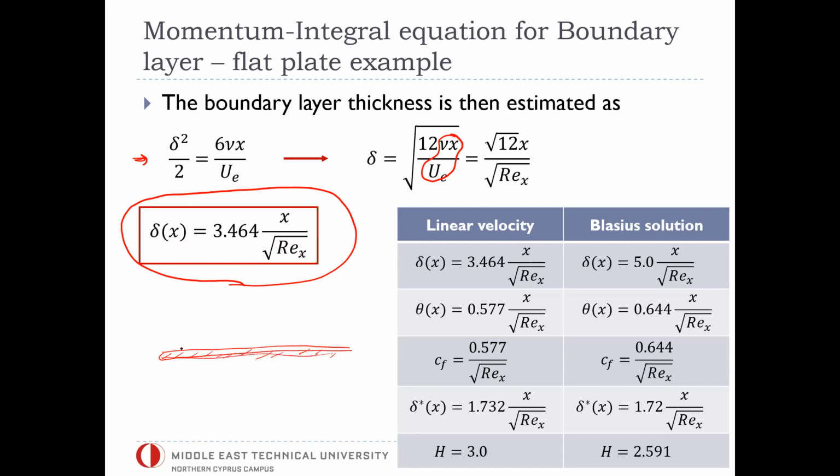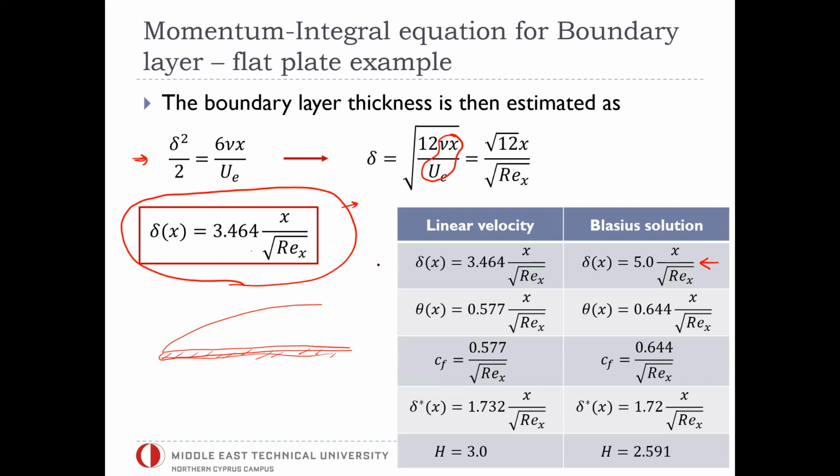This is our flat plate, with a boundary layer growing on top of it: laminar flow, steady flow, incompressible flow. Blasius obtained a solution for it using his own methodology. This method, where we obtained this relation by assuming a linear velocity profile, gave this equation. Let's compare them. The Blasius solution gave this for delta, 5 times x over the square root of Reynolds x.